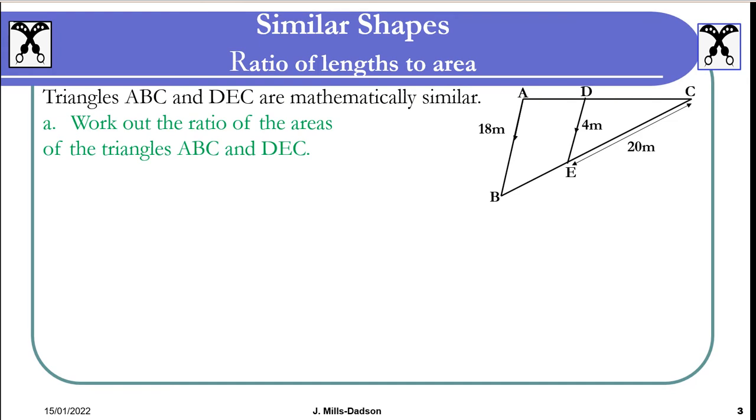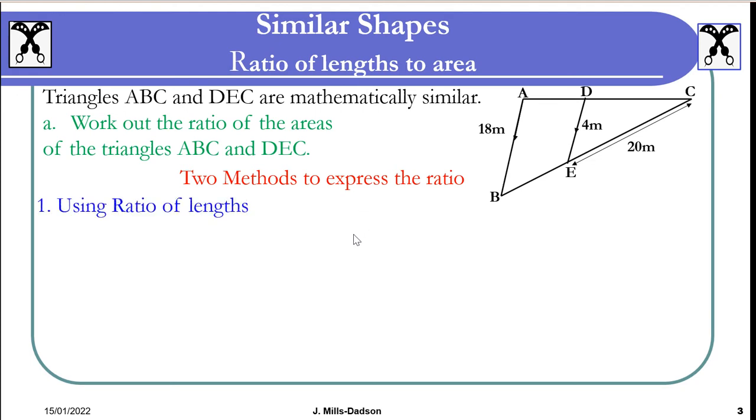We have triangles ABC and DEC are mathematically similar. We have to work out the ratio of the areas of the triangles ABC and DEC. So, the first thing you need to do, there are two ways of doing this. I'm going to do it two ways, and you pick the one that you want. First is the ratio method, because I'm going by ratio. Using ratio of lengths, so if you check what is corresponding, I have ratio of lengths that's corresponding.